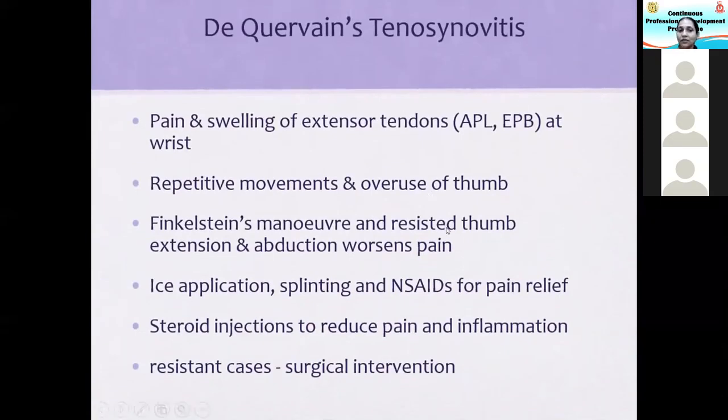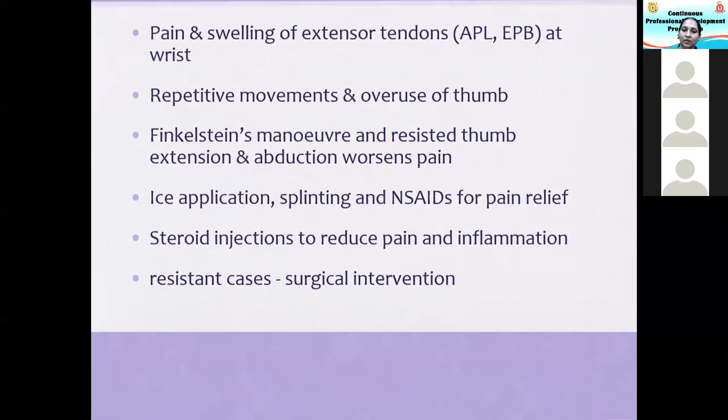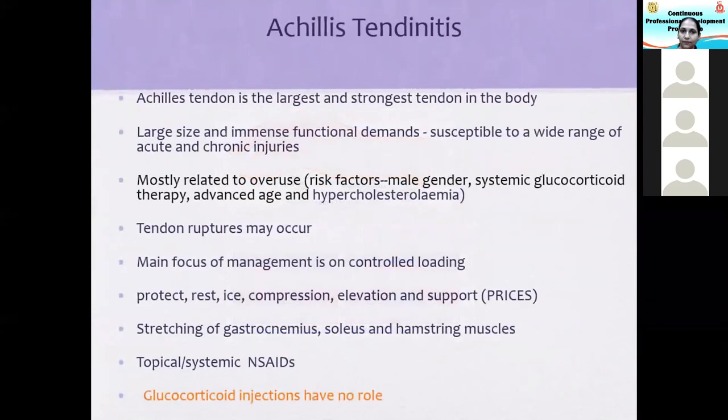And also resisted thumb extension and abduction will also worsen the pain. Physical means of ice application, splinting, and non-steroidal anti-inflammatory drugs for pain relief can be used. Steroid injections will reduce the pain and the inflammation. In resistant cases, again, surgery can be offered.